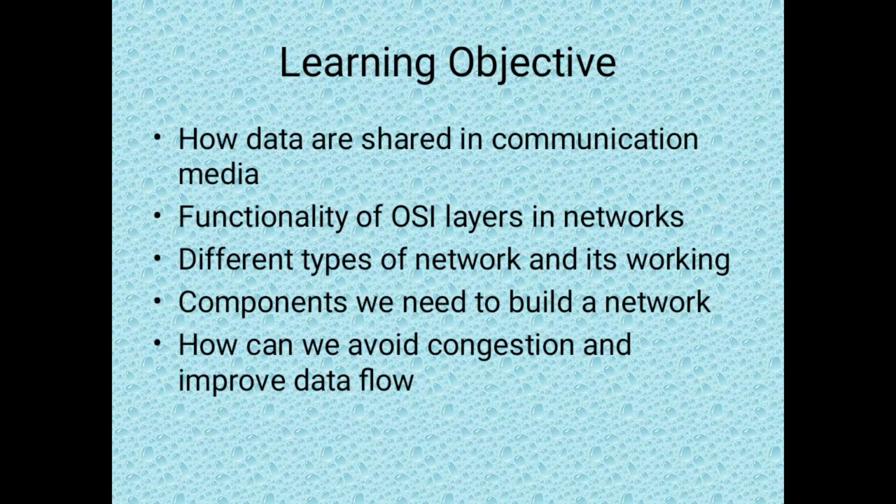Learning objectives: how data are shared in the communication network. We are going to learn the functionality of the OSI layers, each layer with its functions, different types of networks and its working, how the components are used to build a network, how can we avoid congestion and improve the data flow of a network.